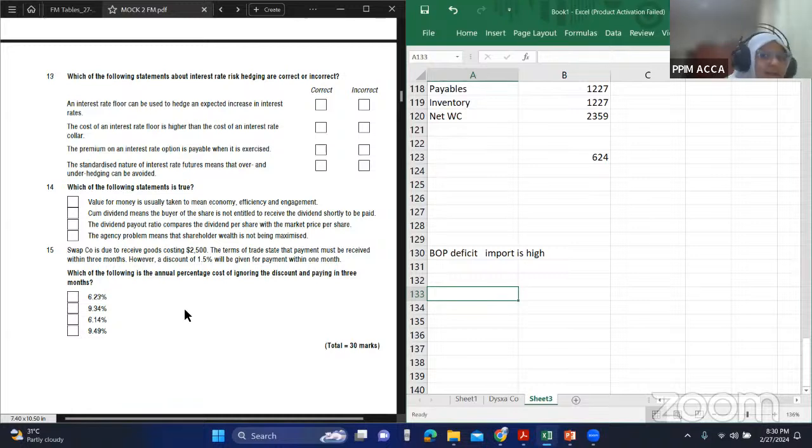Right. The last one in the MCQ section. Swap company is due to receive goods costing 2,500. The terms of trade state that payment must be received within 3 months. However, a 1.5% discount is given for a payment within 1 month. Which of the following is the annual percentage cost of ignoring the discount and paying in 3 months?